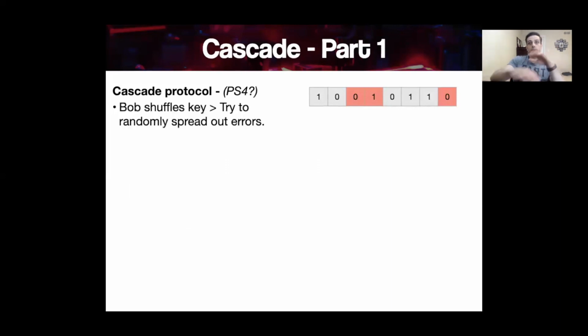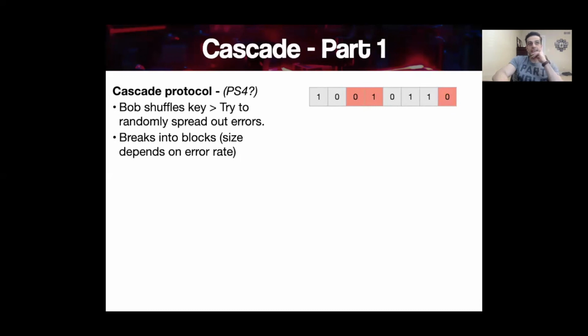Okay, so Bob shuffles his key to try to randomly spread out the errors. This isn't random in the sense that he doesn't know it; it's some mixing that he's aware of, so he knows the original position of each of these bits. So he can unscramble or unshuffle his key if he needs to.